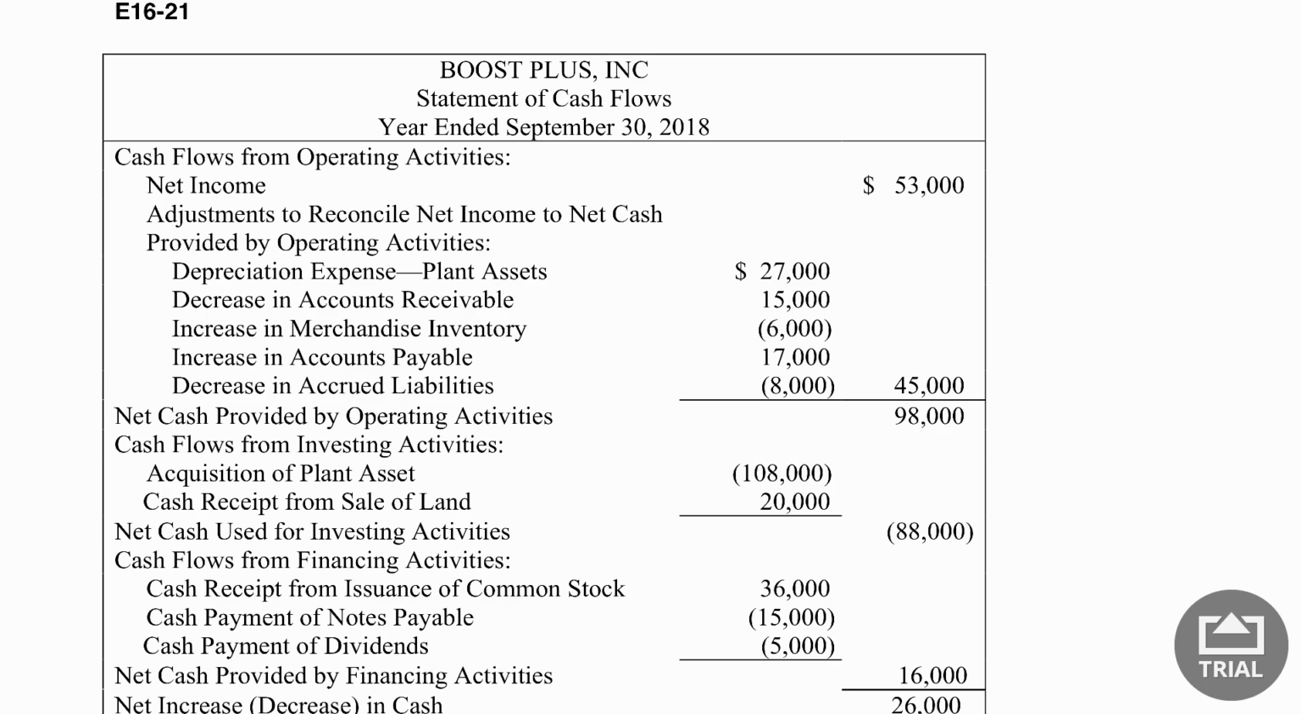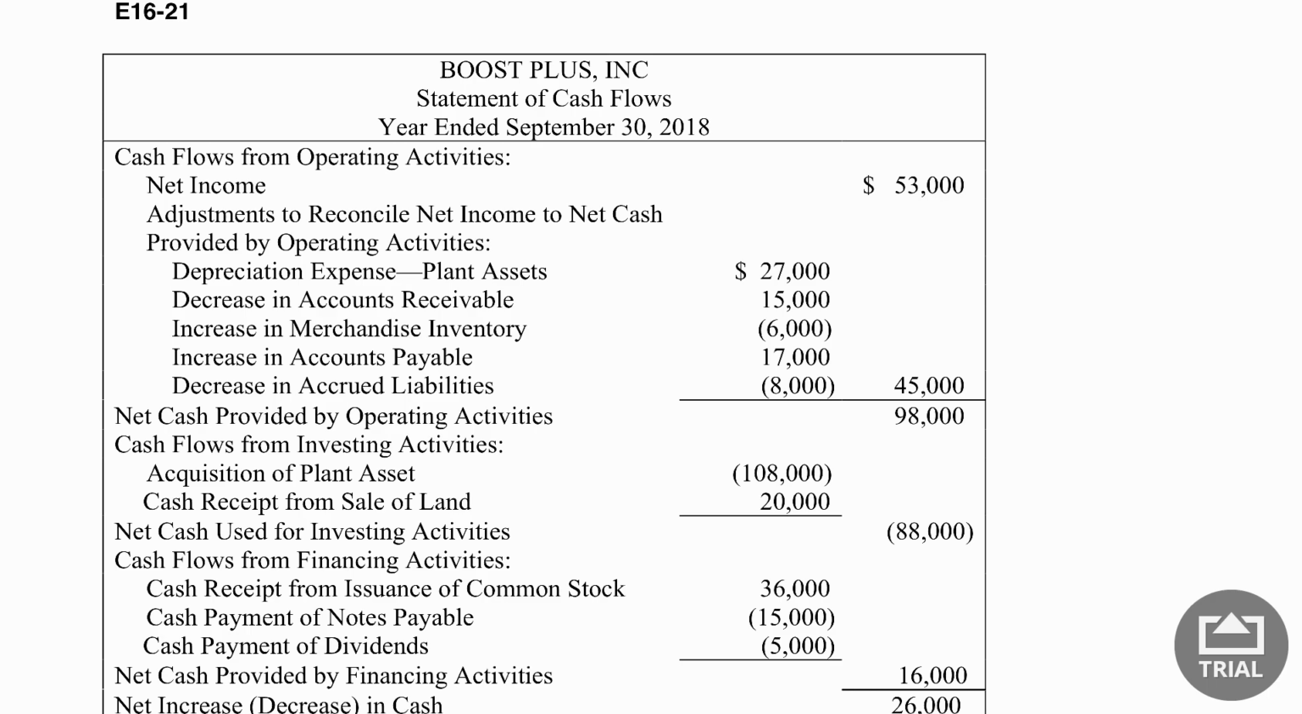First thing we want to do is look through our information. The first thing they gave us was an income statement. Then they gave us a section of additional data, A, B, C, D, E, and then F, they gave us an excerpt of a balance sheet where we see the 2018 balances and the 2017 balances. They did not do the math for us, so we will have to do it ourselves.